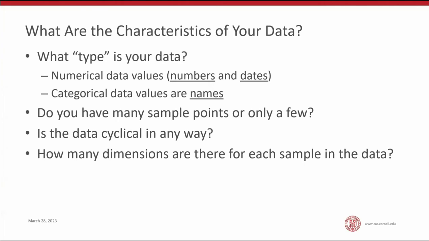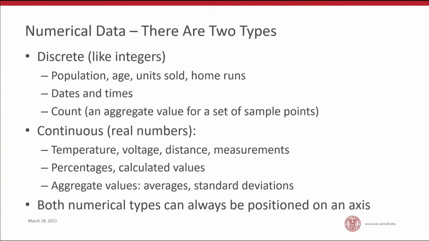You may be looking for correlations between some of those dimensions when you're presenting the data. You might be ignoring some of them because they're not relevant for the particular message you're trying to send. That's what I mean when I talk about dimensions of a sample of the data. Okay. So looking a little more closely at numerical data, I'm going to claim that that can be broken down into two different types of numbers: discrete numbers like integers, and continuous numbers, also known as real numbers.